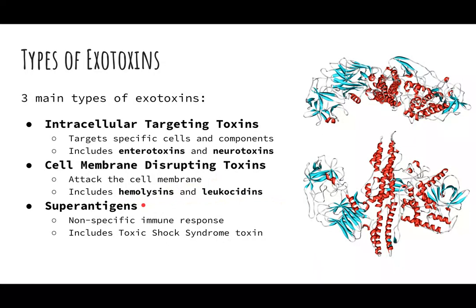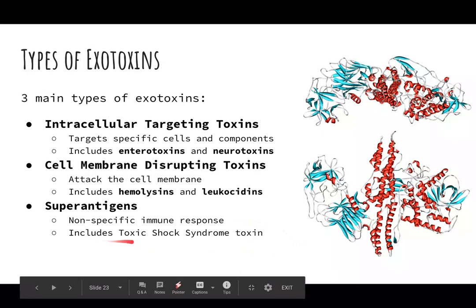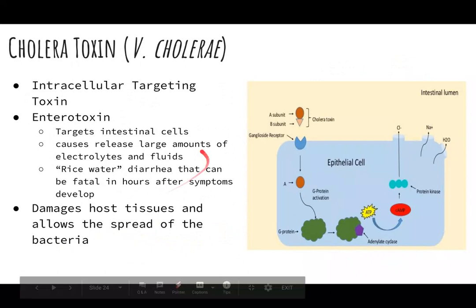And then we have these superantigens. These superantigens trigger non-specific immune responses, which can cause a lot of damage to the body. And this includes toxic shock syndrome toxin, a little bit redundant of a name.